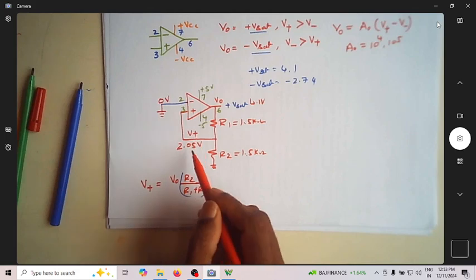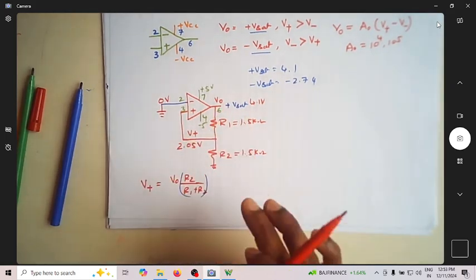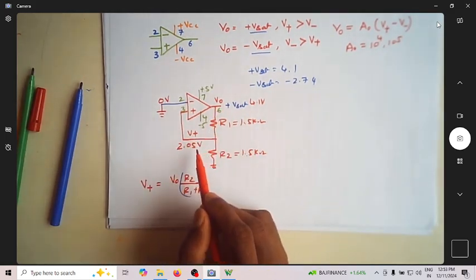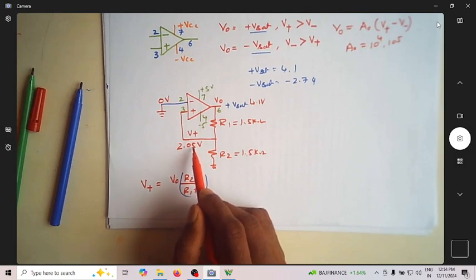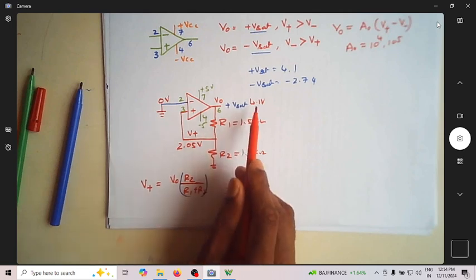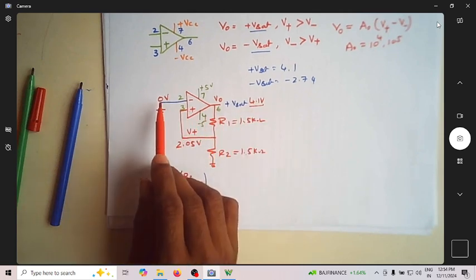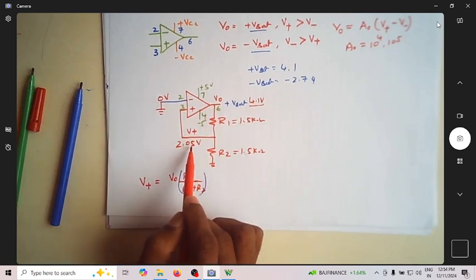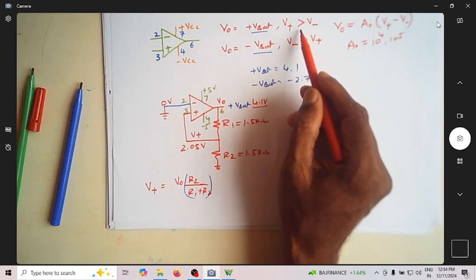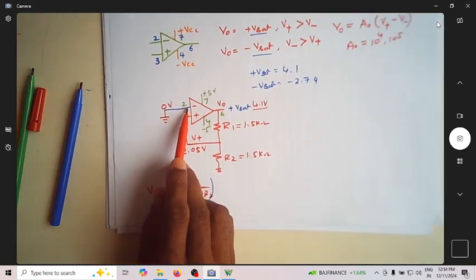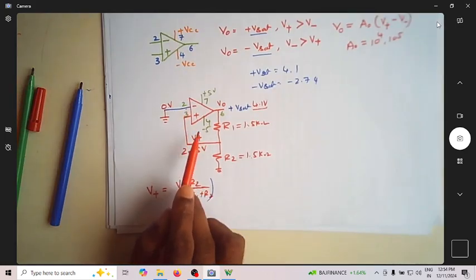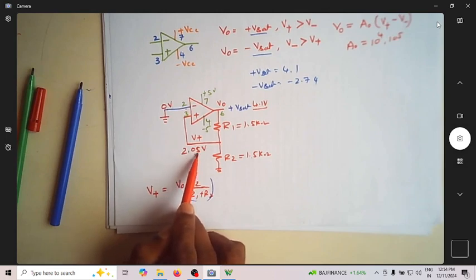So supposing this is the connection I have made, my output voltage is always 4.1 volt, because this is 0 and this is 2.05 volt. So is this condition satisfied? The voltage at the inverting terminal is 0 volt, and the voltage at the non-inverting terminal is 2.05.